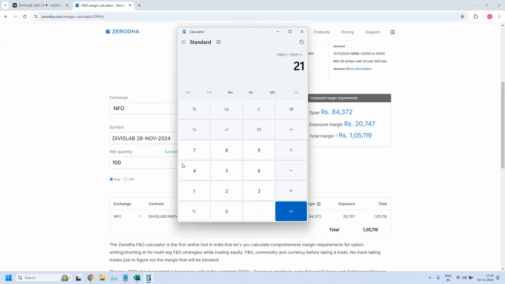So what is this? 100 into 100, 2,100 rupees, into 100 divided by 1,05,500, the margin cost. 1.99, that means exactly 2% risk is there. So we can accept this trade.